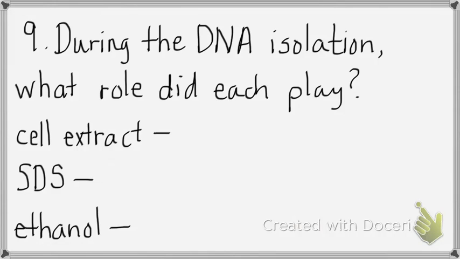On the back of that sheet, we drew a test tube and we did a DNA isolation using banana. During the DNA isolation, what role did each play? The first one was the cell extract. Does anybody know what role the banana cell extract played in this procedure? Source of DNA. Very good. That's where we got our DNA to separate from. How about the SDS? It's the detergent. What did the detergent do?